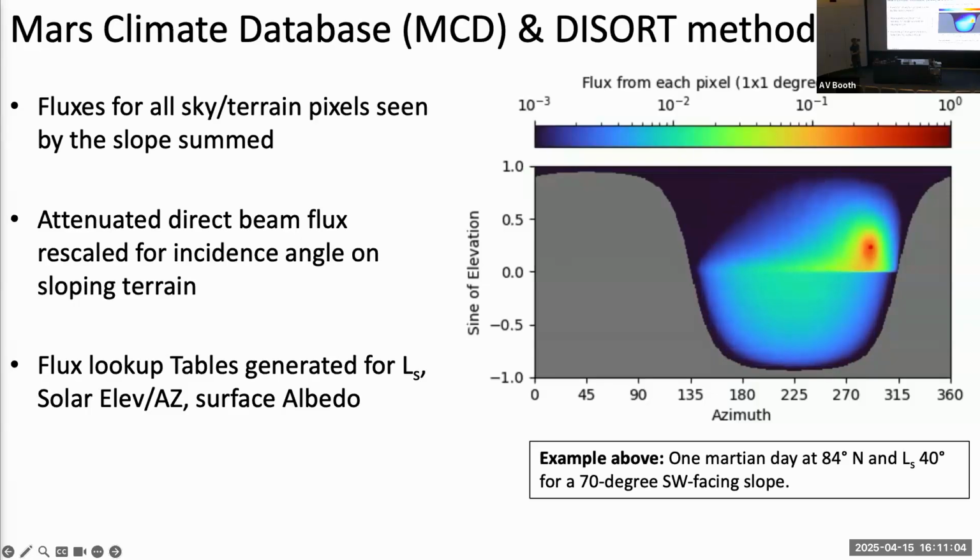Okay, so the general approach is to generate lots of lookup tables, and you can see that there's lots of radiance coming from the sky here, but also a lot of energy being reflected by the bright, frosty terrain that surrounds the scarp as well. So a lot of the energy actually comes from reflection of the sunlight off the surrounding terrain.